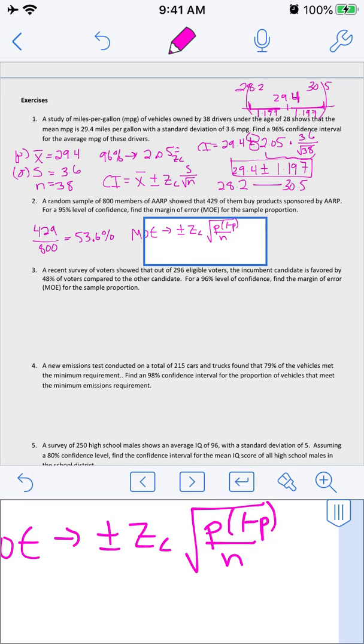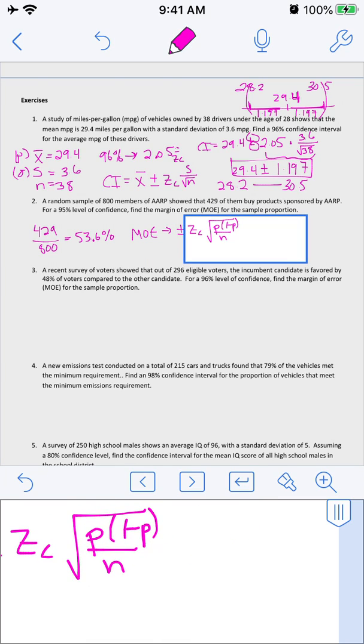All right, let's plug in our numbers that we know. We know the percent is, whoops.